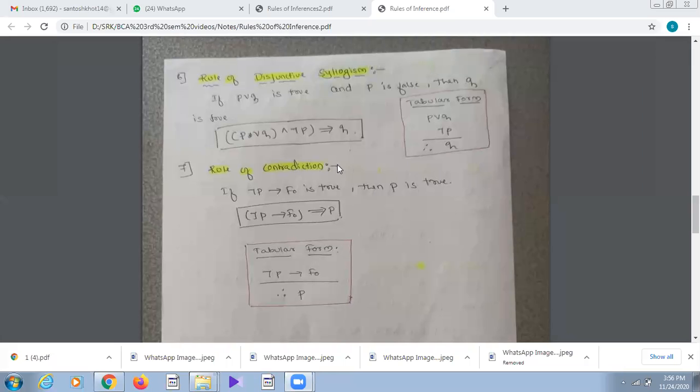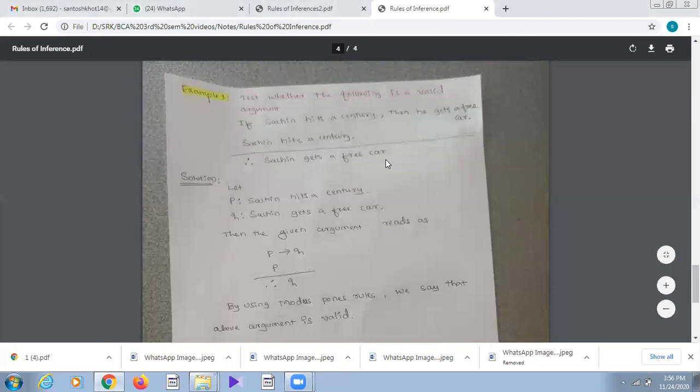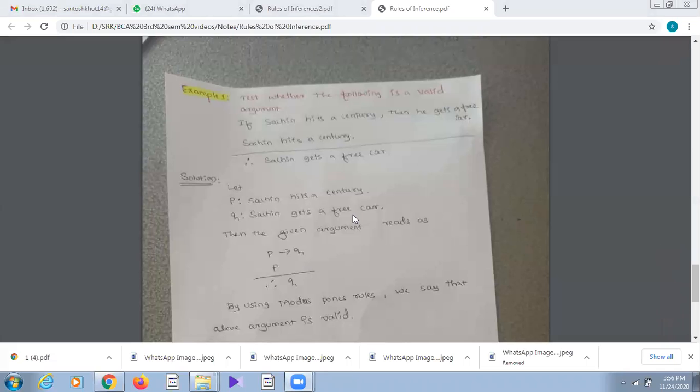So these are the rules. I already solved the first problem, which is very simple. In the given argument, we have to identify the primary statements and give them symbols. Then you give the symbolic form, and check whether any rule is applying. If a rule applies, we can say that this is a valid argument.